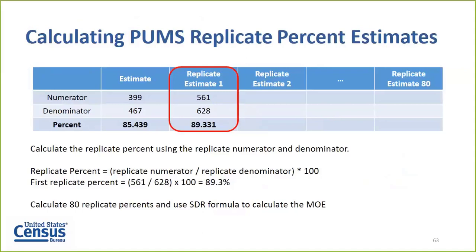So here's the table we saw before. I put in the first replicate numerator and denominator circled in red. And then to find the first replicate percent, you would divide the numerator by denominator, so 561 over 628, and obtain the first replicate percent estimate of 89.3.